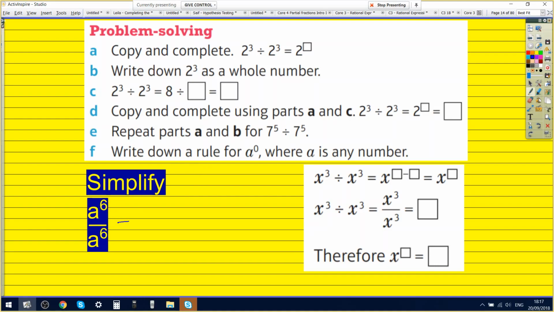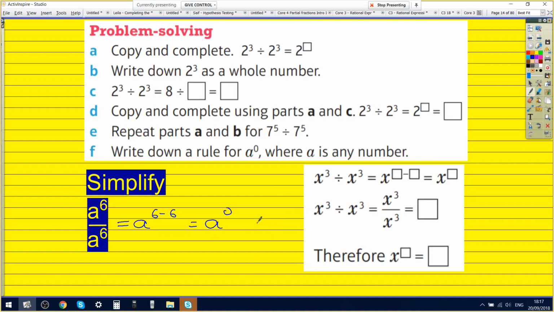A to the 6 over A to the 6. So that's A to the 6 take away 6. What is that? 6 take away 6 is 0. Yep, and so it's A to the power of 0. So if A was 2, it would be 2 to the 6. Whatever number A is, what is any number divided by itself? So 3 divided by 3, 7 divided by 7, 5 divided by 5.